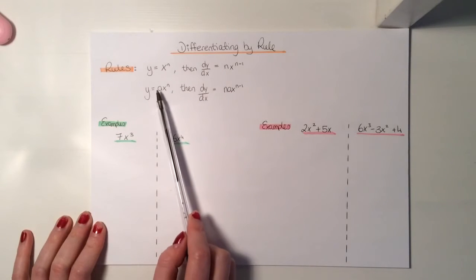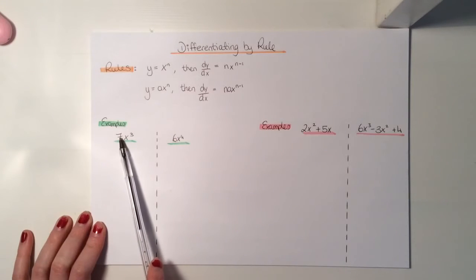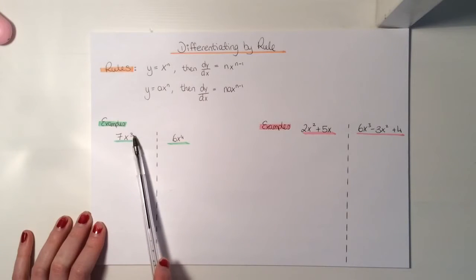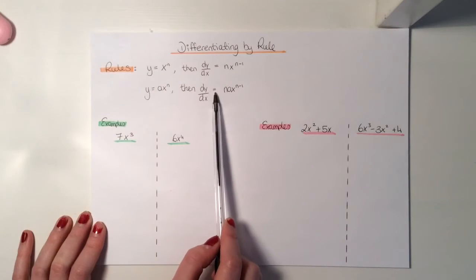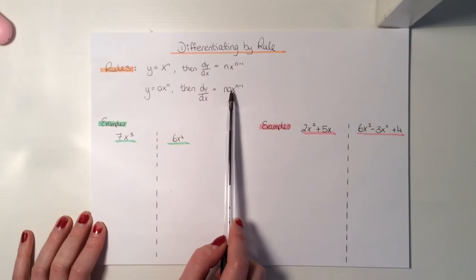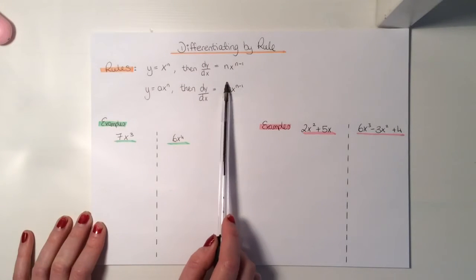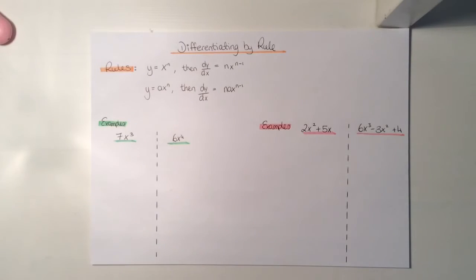If you've got ax to the power of n, so that's what we've got down here, like 7x to the power of 3, then to get your derivative, your dy dx, you multiply the a by your n and minus 1 from n. So we're going by this rule here. For the first two, we'll write it down bit by bit and go through it.